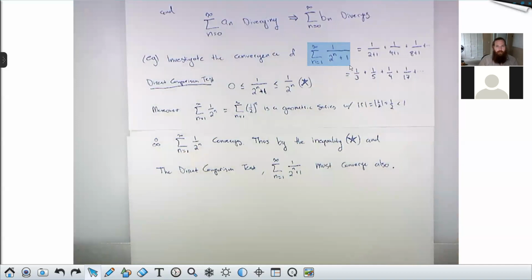So my series is term for term a little bit smaller than this geometric series. This geometric series I know to converge because the common ratio has absolute value less than 1. Therefore, my series has to converge.